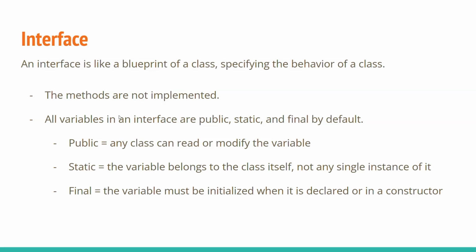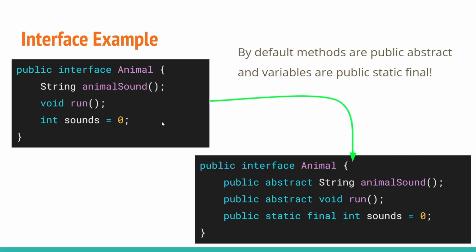And all variables in an interface are public, static, and final, which means that any class can read or modify the variable. And they're static, which means it belongs to the class itself, not an instance, so it's not an instance variable. And final means that the variable must be initialized when it's declared or in a constructor.